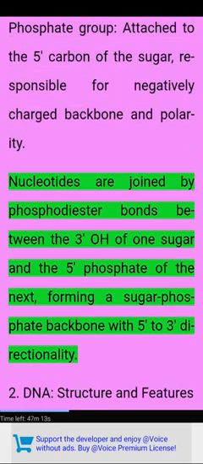Nucleotides are joined by phosphodiester bonds between the 3' OH of one sugar and the 5' phosphate of the next, forming a sugar-phosphate backbone with 5' to 3' directionality.